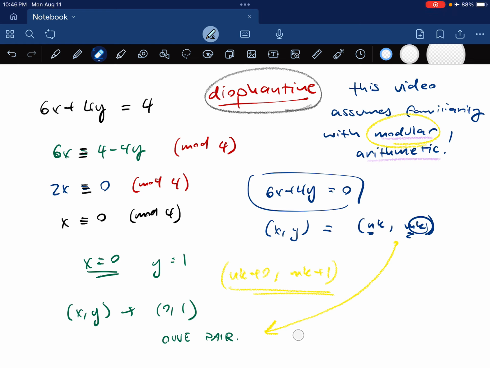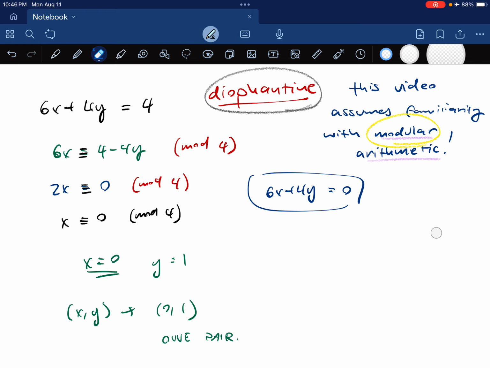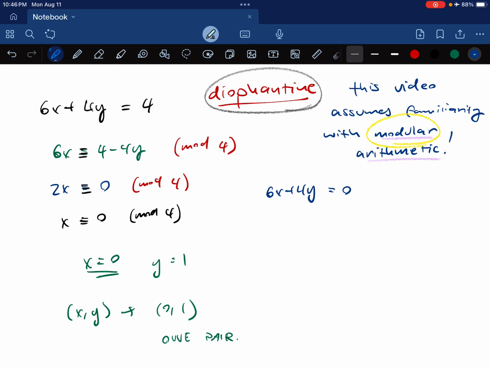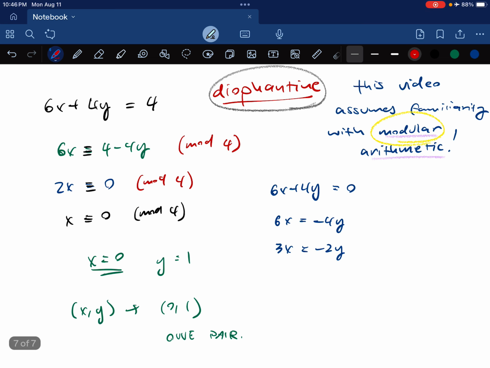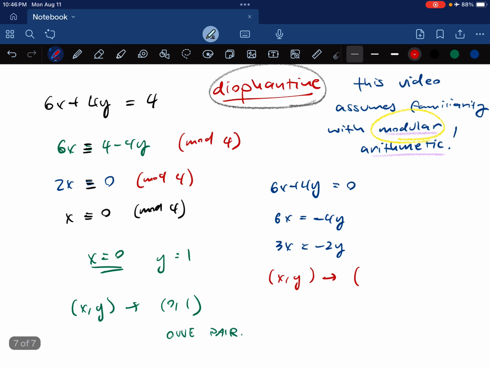So I'm going to demonstrate this by actually solving this equation. So 6x plus 4y equals 0. Again, you can move this to the other side to get 6x equals negative 4y. And then simplifying, this is 3x equals negative 2y. And then you can evidently see that the set of x, y solutions to this is going to be x comma y equal to, for example, negative 2k and then 3k.